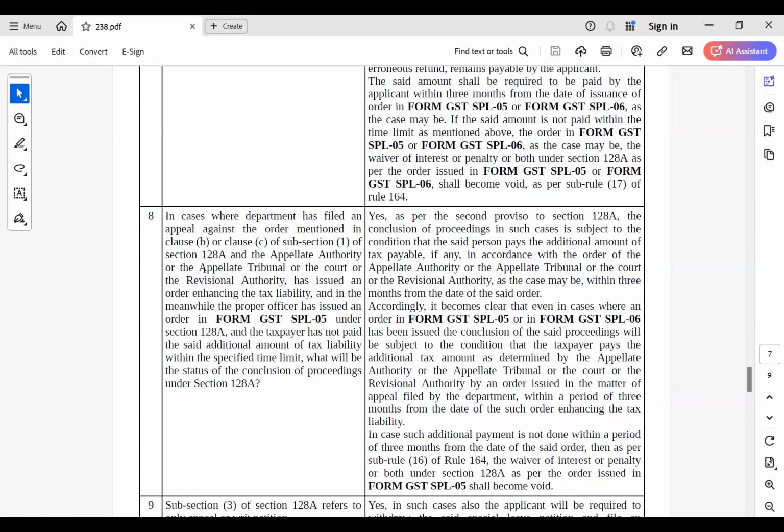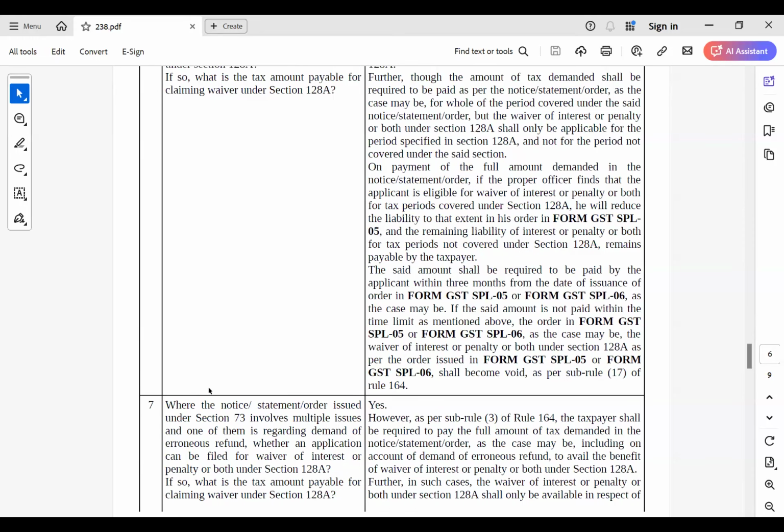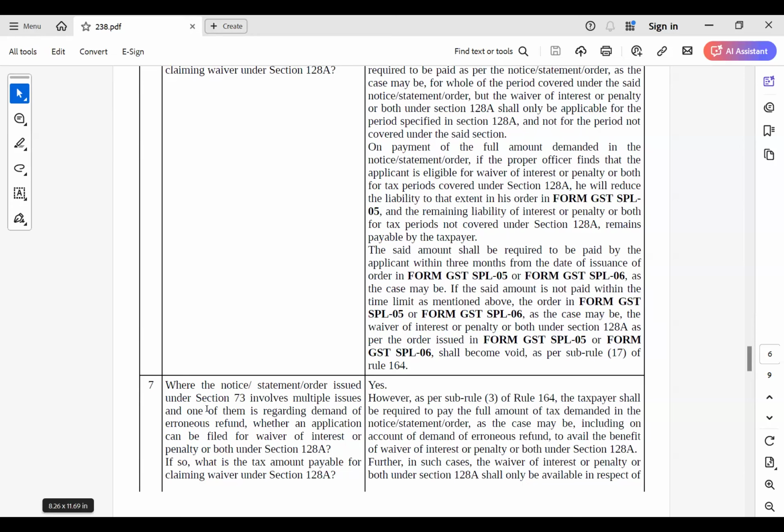Coming to FAQ number 7. Where the notice, statement or order issued under section 73 involves multiple issues, and one of them is regarding demand of erroneous refund, whether an application can be filed for waiver of interest or penalty or both under section 128A. If so, what is the amount payable for claiming waiver under section 128A? So again, what they have clarified is that for erroneous refund, you cannot opt for the waiver scheme. And while opting for the waiver scheme, the entire tax amount, for issues other than erroneous refund and for erroneous refund, has to be paid. And then the option can be filed. And once the waiver benefit is given, then the interest or penalty applicable on the erroneous refund part has to be deposited within a specified period.